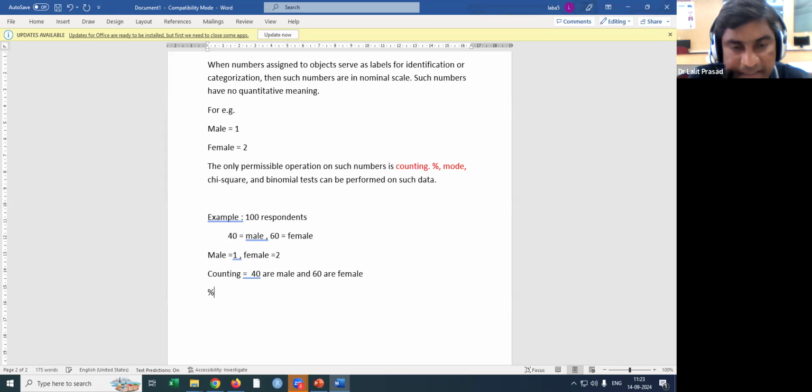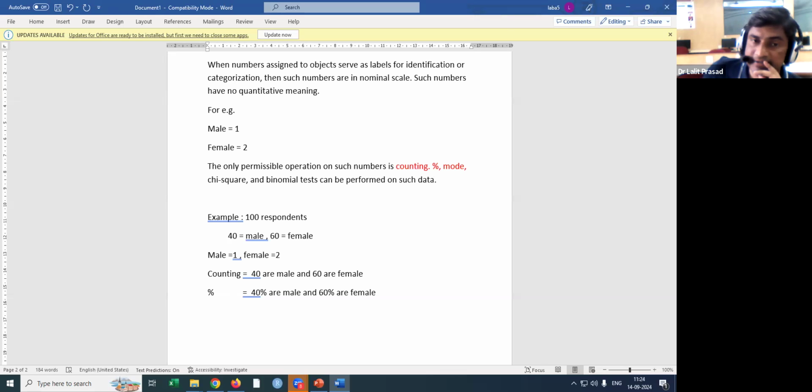Second, I have written percentage. Again, what I am saying is, of the data I have collected, 40% are male and 60% are female. Am I doing anything wrong? It is correct. So male is equal to 40%, female is equal to 60%. Correct? So I have shown you two things are correct.